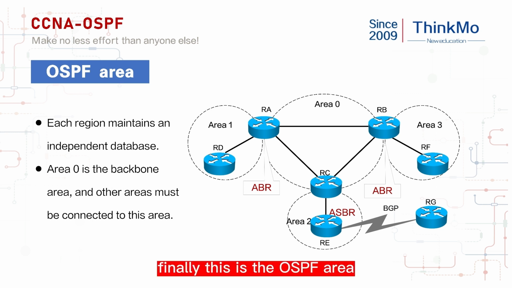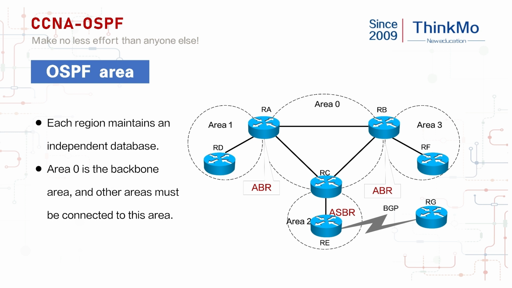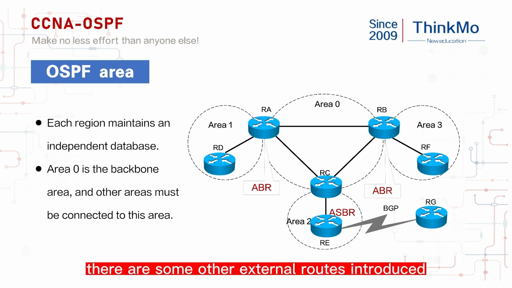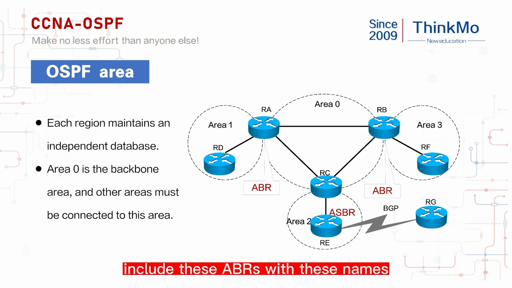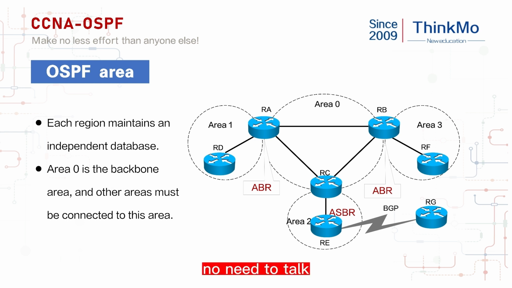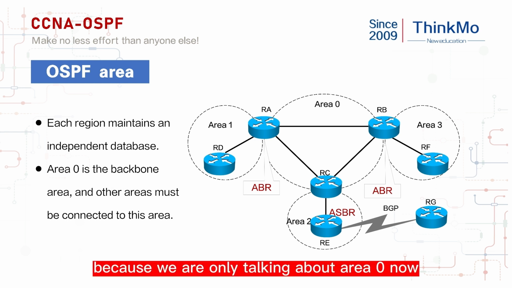Finally, this is the OSPF area. Let me just say this. I just told you. OSPF backbone area 0. This is area 1. Area 2. Area 3. If on a device, there are some other external routes introduced, let's not talk about these. Include these ABRs with these names. No need to talk, because we are only talking about area 0 now.